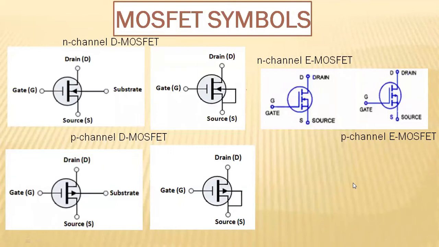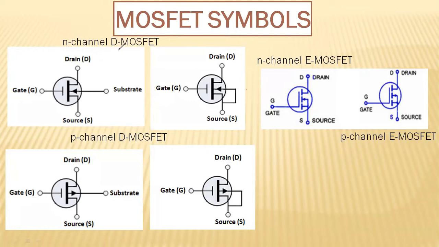So these are the circuit symbols of these four devices. Here, these two symbols are the same, but the only thing is this substrate is connected to source. In general, substrate is connected to source. So that one is shown here. So either you can use this one or this symbol or this symbol for the depletion mode MOSFET.